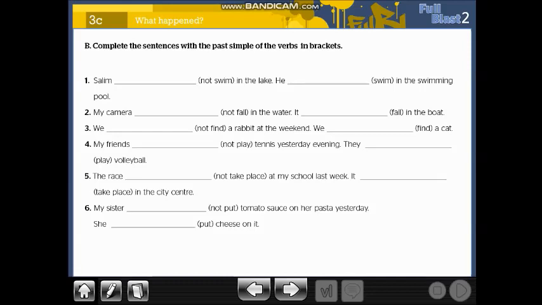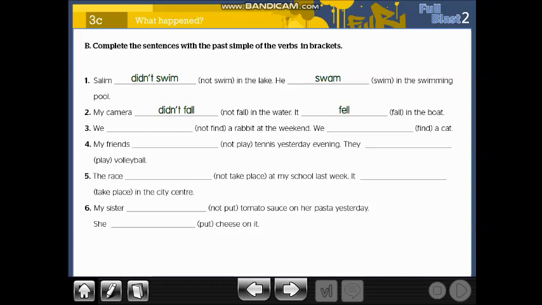Salim not swim. It's a negative sentence. In the past, didn't swim. Salim didn't swim in the lake. He swam in the swimming pool. My camera not fall. The past simple is didn't fall. It fell in the boat.